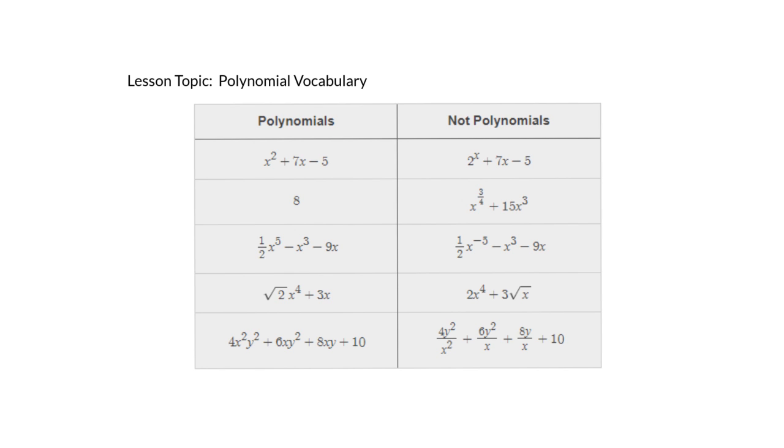I want you to take a couple minutes, maybe even jot down in your notes, what do you notice is true about the first column versus the second column? What's similar? What's different? What do you think makes something maybe not a polynomial? Take a couple minutes.